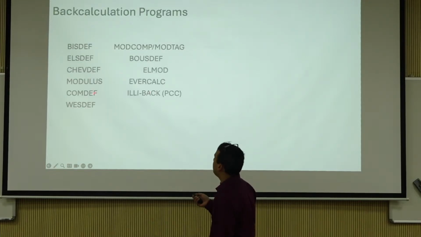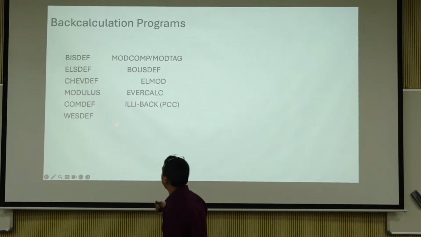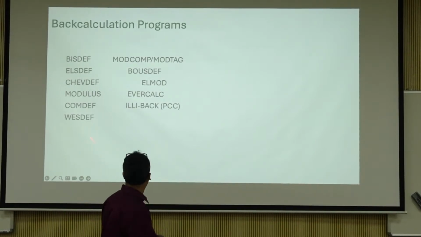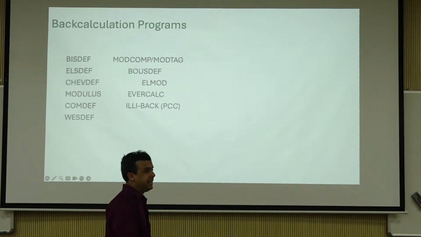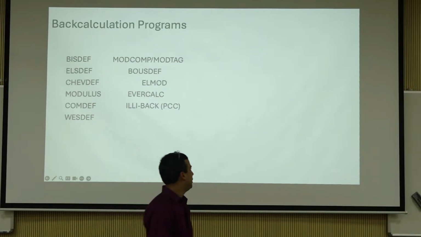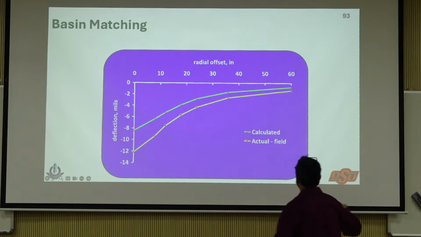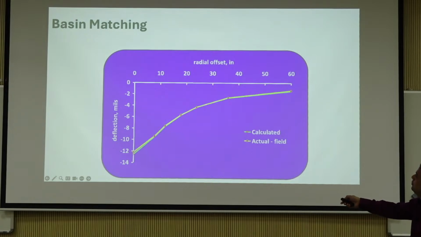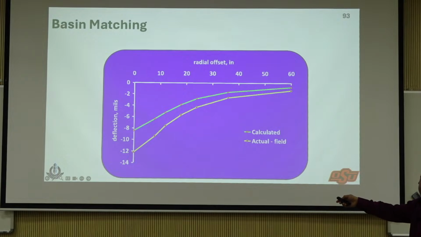Again, back calculation programs: ELMOD, EVERCALC, MODULUS, BOUSDEF, MODCOMP, WESDEF, COMDEF, blah blah blah, FAback, all of them are available. Modulus is something that I have used most, and to some extent ELMOD. But I can guarantee you, as long as you know which one you're using properly, you'll get good results. You just have to become an expert on this. This is something I already drew for you, calculated versus actual field. Then you start moving, ultimately you match. That's basically the purpose of back calculation.